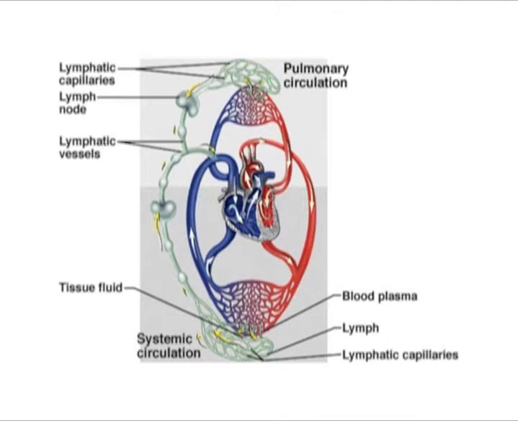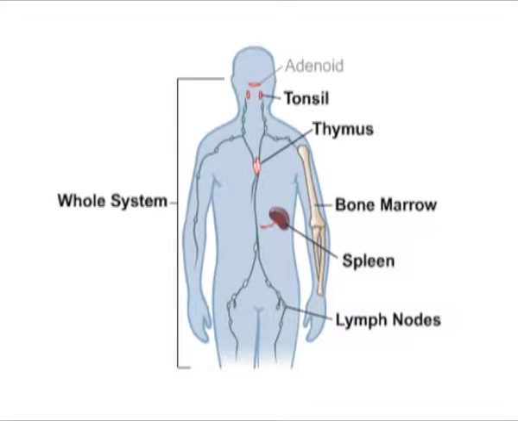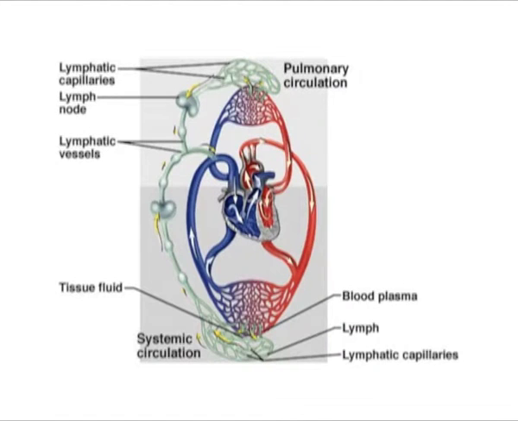The lymphatic system consists of thin-walled lymphatic vessels carrying lymph, lymph nodes, and two collecting ducts. The tonsils, adenoids, spleen, and thymus are all part of the lymphatic system. The lymphatic vessels are larger than capillaries, and most of them are smaller than the smallest veins.